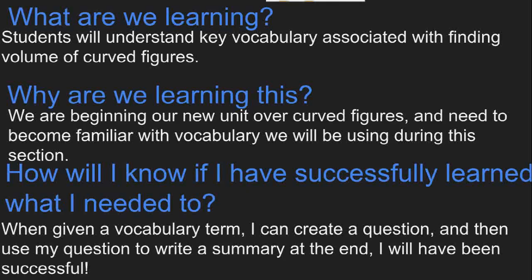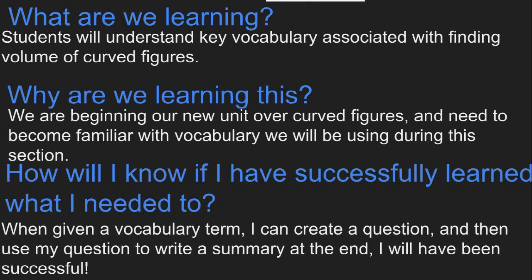Hey everybody, welcome to Math Academy, our first Math Academy after state assessments. Let's talk about what we're learning, why we're learning this, and how you'll know if you've successfully learned what you need to. So what we're learning today is we're moving on into our next unit. We're going to start with some vocabulary, so you're going to be able to understand key vocabulary associated with finding the volume of curved figures.